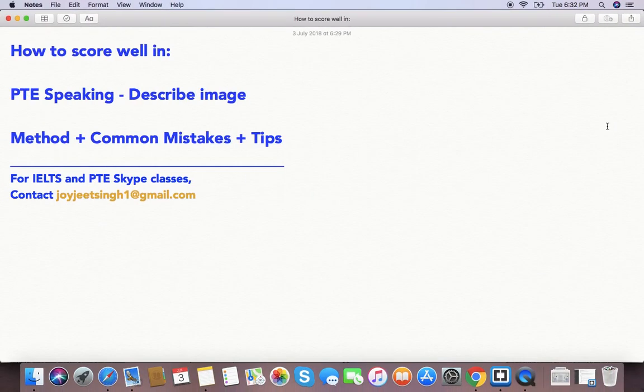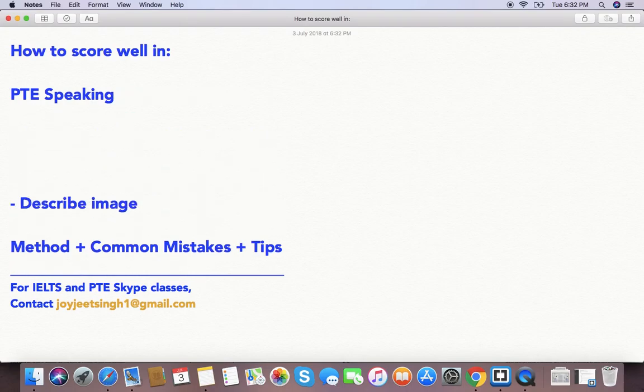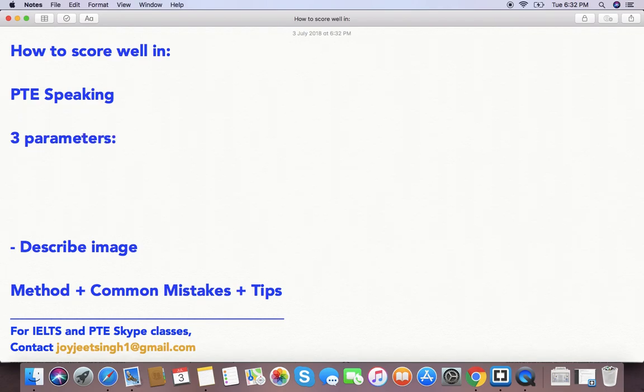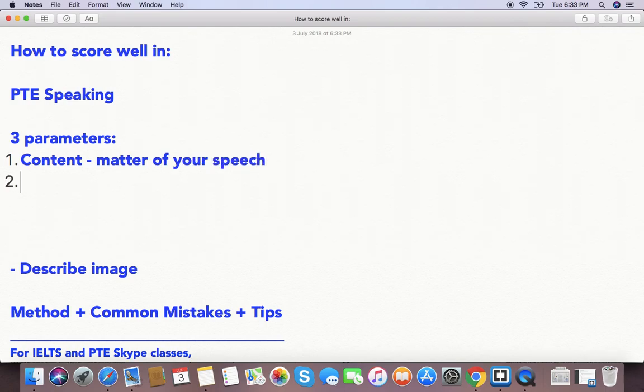Getting back to the PTE speaking. Before I discuss Describe Image, guys, these are the three things that you have to keep in mind while you're in the exam. The PTE speaking is scored on basis of three parameters. The first one is content, which is the matter of your speech. So whatever you're speaking, that is the content. The second one is fluency, which is the flow of your speech.